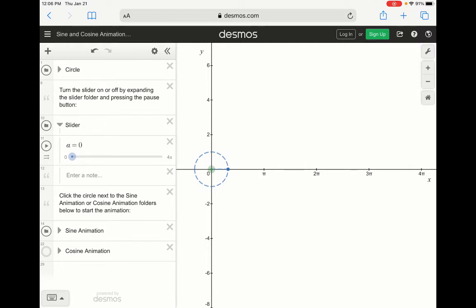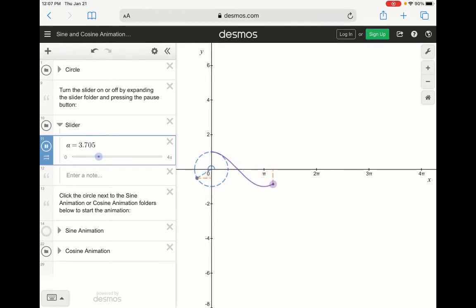And now let's switch to cosine. So let's do the same thing. I'm going to press play again here. And I didn't stop here, but let me stop here this time. Cosine of 0 is 1, and that's why the first part of the purple line starts at 0, 1. And then at pi over 2, cosine of pi over 2 is 0. So that's why the purple line right now is at pi over 2 for the x value and 0 for the y value.